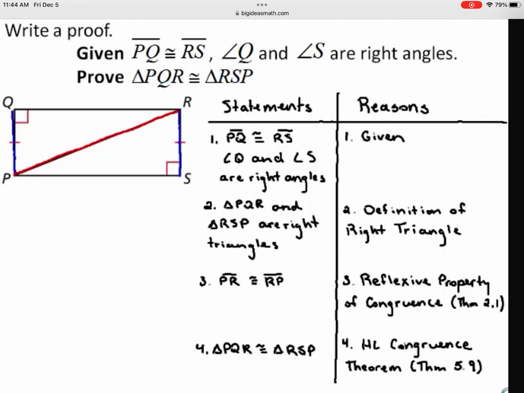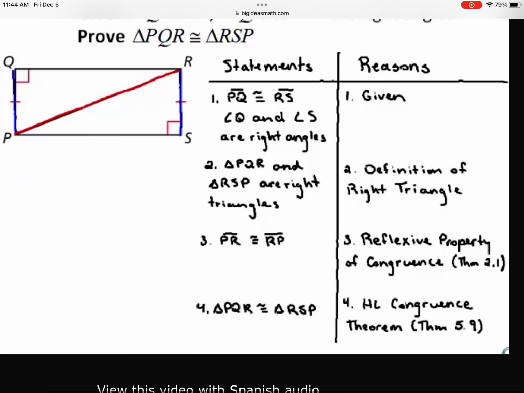So triangle PQR is congruent to triangle RSP by the HL congruence theorem, which states that if a hypotenuse and a leg of a right triangle are congruent to the hypotenuse and a leg of a second right triangle, then the two triangles are congruent.